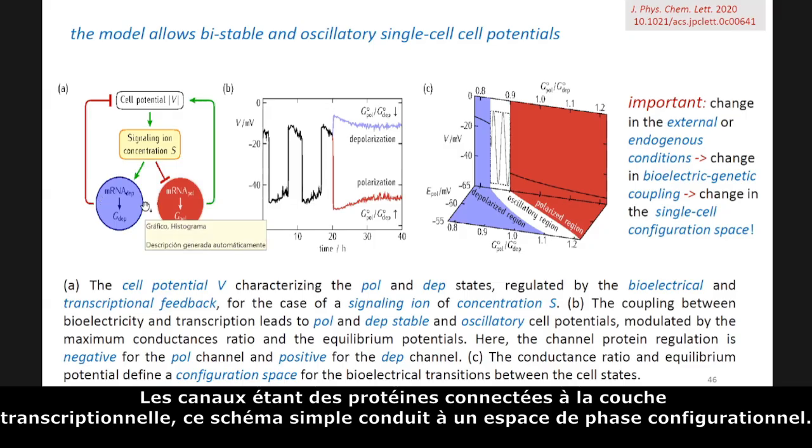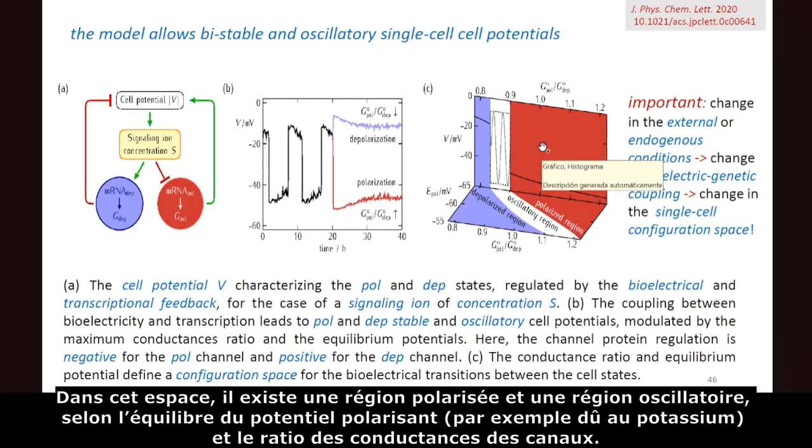This simple scheme leads to a configurational phase space like this. Remember that we are applied physicists, and applied physicists are extremely happy if we are able to construct and describe configurational phase spaces. In this phase space, we have a polarized region and a depolarized region as a function of the equilibrium polarizing potential, for instance, due to potassium ion, and this is the ratio between the channel conductances. In between the polarized and depolarized region, an oscillatory region can be obtained.